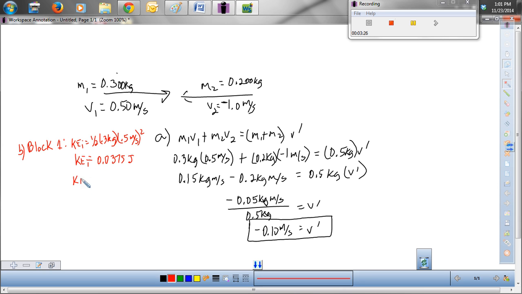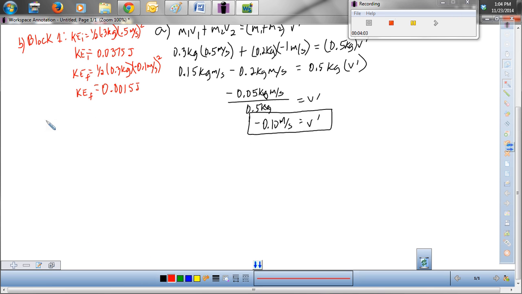KE final is equal to 1/2. M is still 0.3. V is 0.1. And it's negative, which really doesn't matter because I'm going to square it anyway. 0.1 squared is 0.01 times 0.3 is 0.003. Half of 0.003 is 0.0015 joules. KE final. Okay, so I'm going to pause for a minute and check my math. Okay, so my math seemed fine.